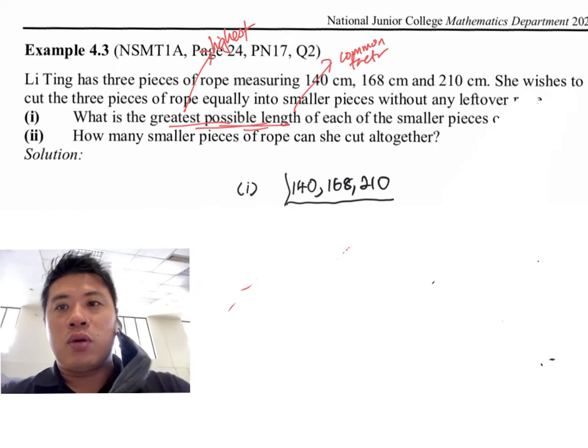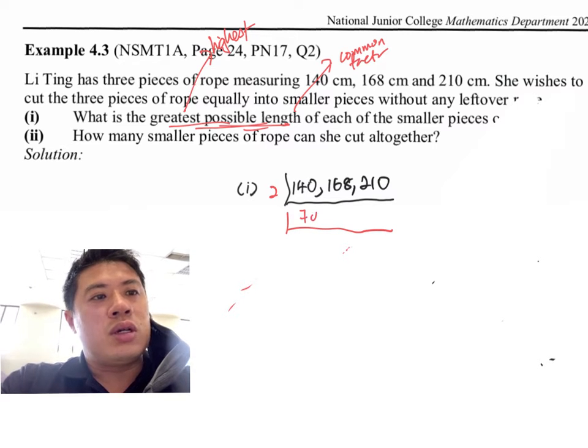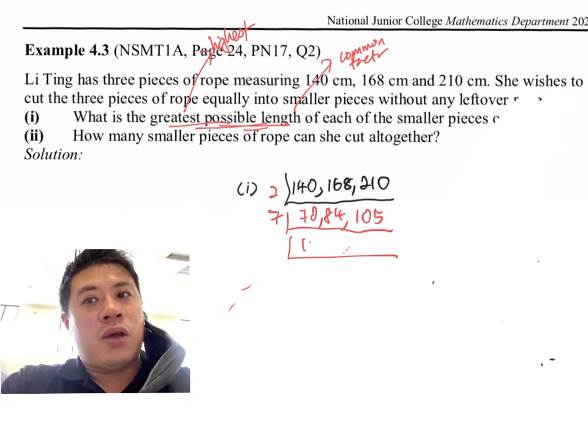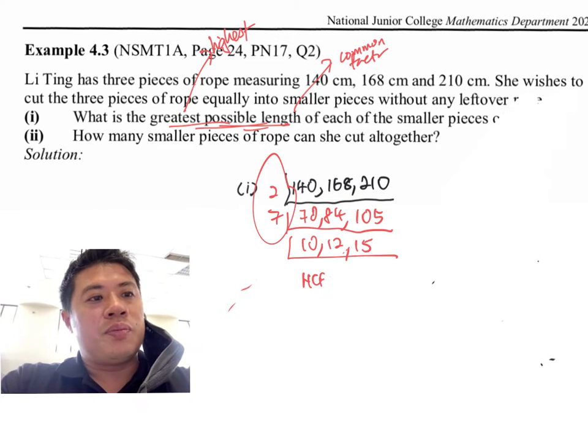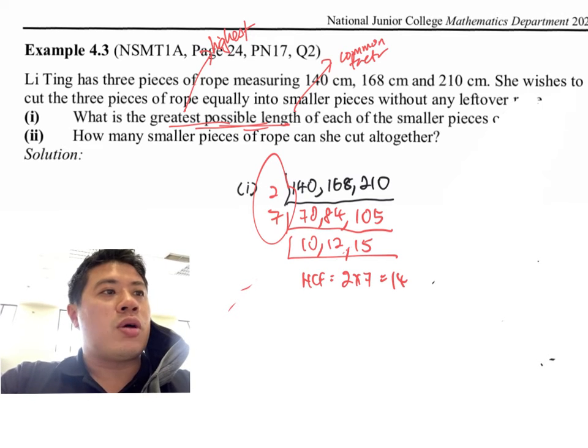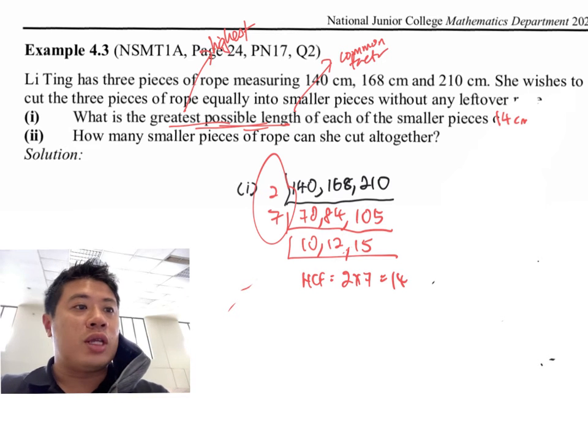So if we go ahead and find the HCF, we do the ladder method, we divide by 2, 70, 84. This part, I'm just going to leave it to you. I divide by 7, I have 10, 12, 15. You can see that the HCF is just equal to 14. So it means that the greatest possible length for each of the smaller pieces of rope is 14 cm.